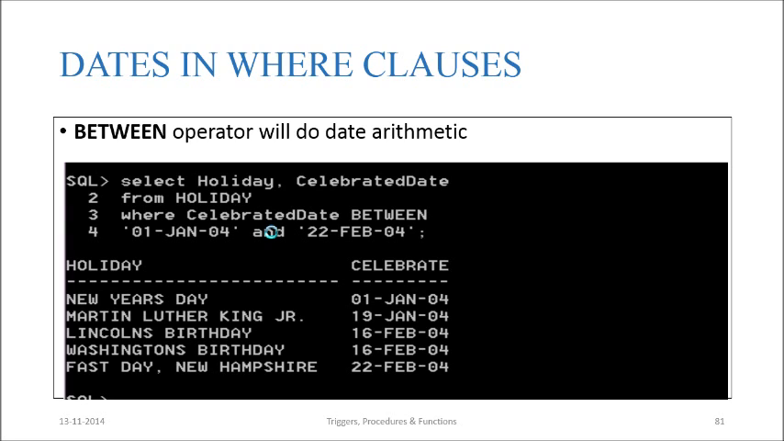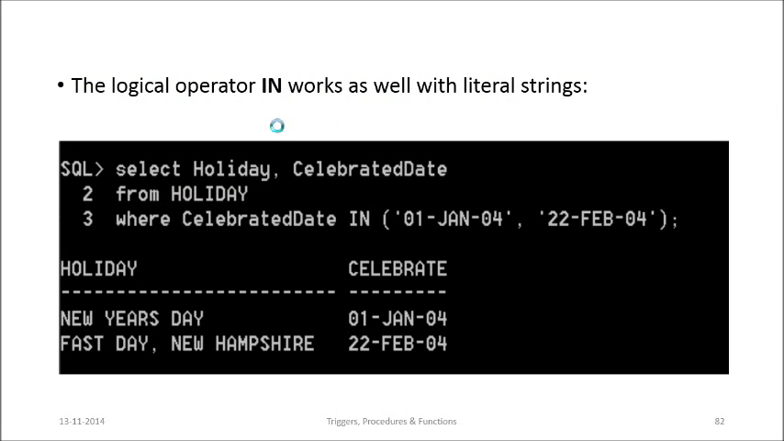Dates in the where clause. The between operator will do date arithmetic. So in the example here, the between keyword is used in the where clause, which calculates the dates between the two days specified. Then the in operator works well with literal strings also. So here it is not in the format needed. In here, this or this, when the in format is taken, if one of these is specified, it is printed.